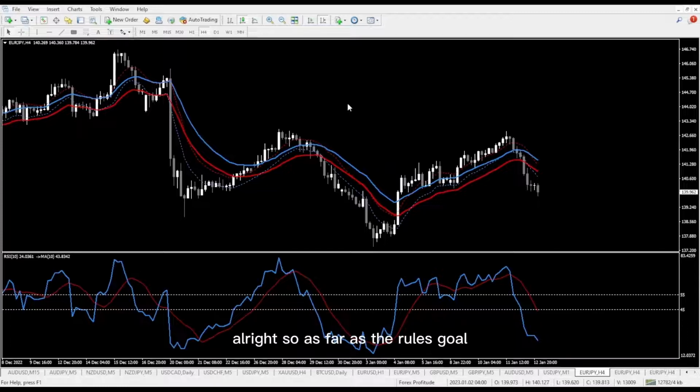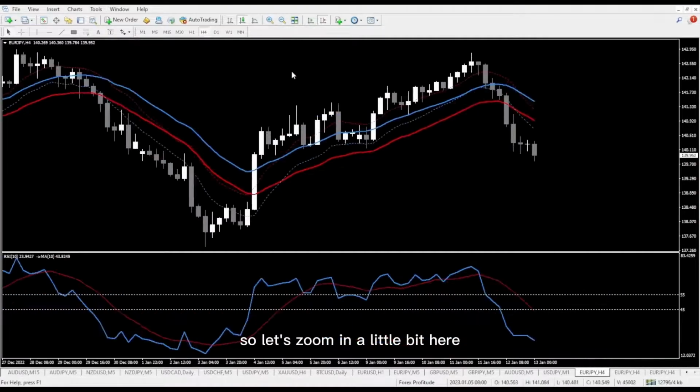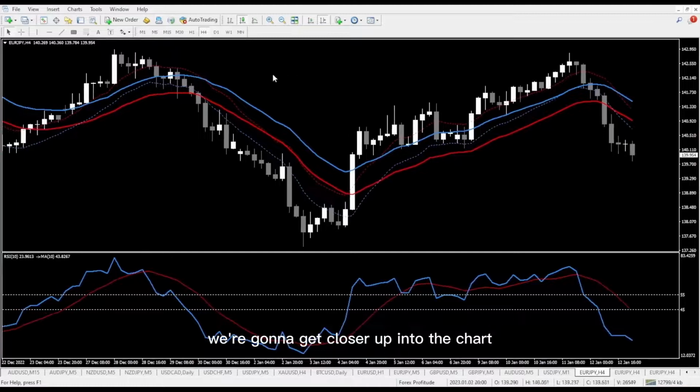All right, so as far as the rules go, let's take a look at a couple of different setups. We're going to look at the buy and we're going to look at the sell. So let's zoom in a little bit here. We're going to get closer up into the chart, and I'm going to put a vertical line on this candle right here. So we're going to take a look at our first buy.